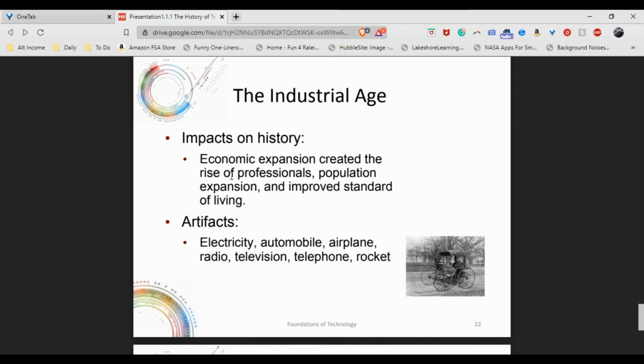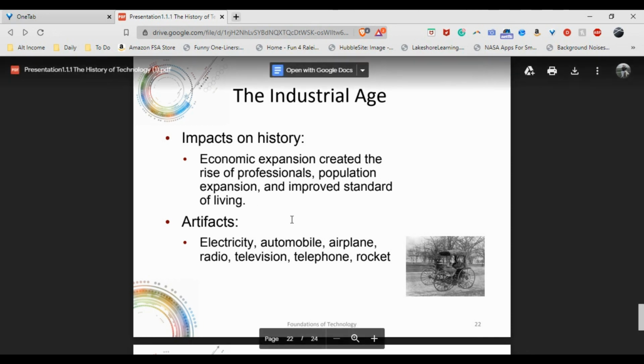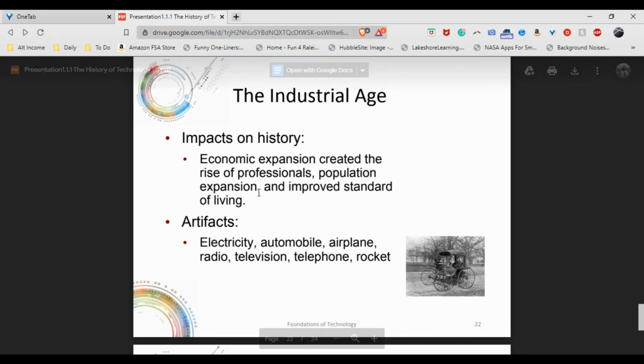So that interdependence, what we call professionals. So just like I am a teacher, I'm not a doctor, I'm not an engineer, I'm not a mechanic. And because I am so specialized, I'm a professional in what I do. Massive population and expansion and improved standard of living.